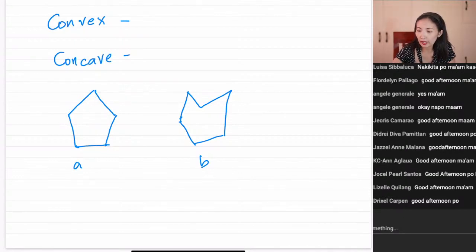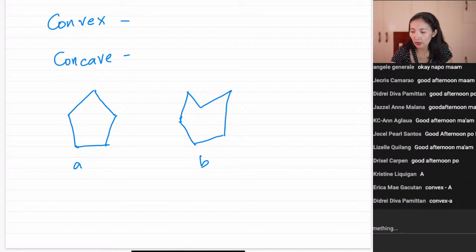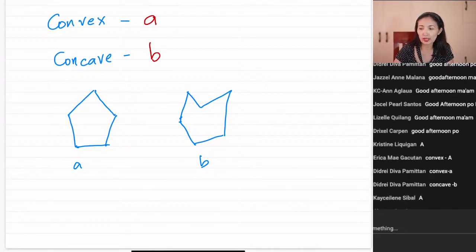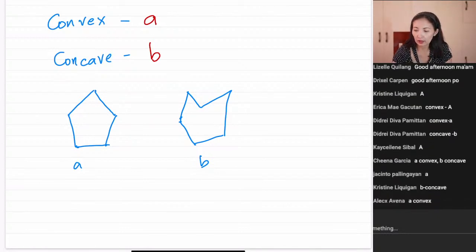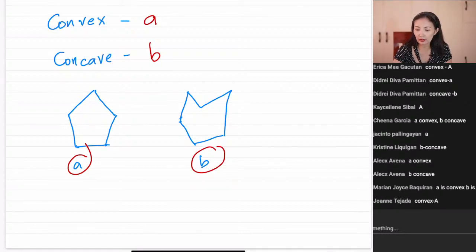A is convex. Okay, two of you said letter A is convex, and therefore, letter B must be concave. So what then is the difference between the two? When is it concave then? What can you say about letter A and contrast it to letter B, so that from here we could distinguish between convex and concave?